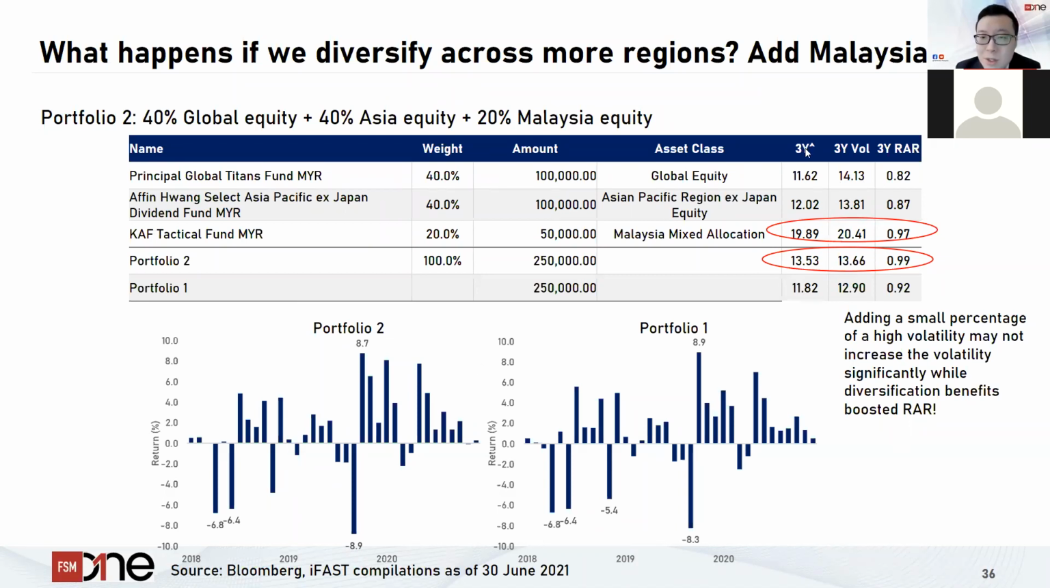What is that 3-year number? Yes, it's 3 years annualized return. Sorry. So that means in the past 3 years, it produced an 11.6% per annum return. This one similarly 12% per annum in past 3 years.